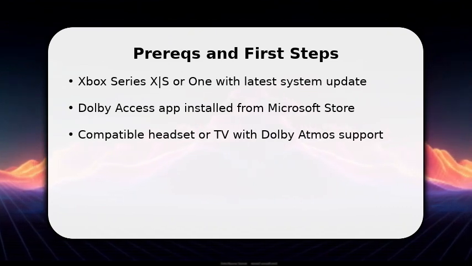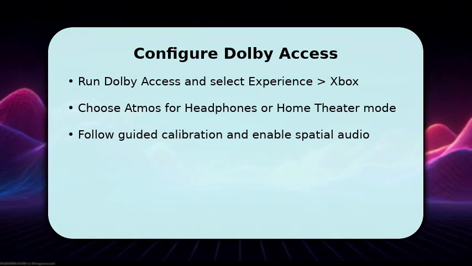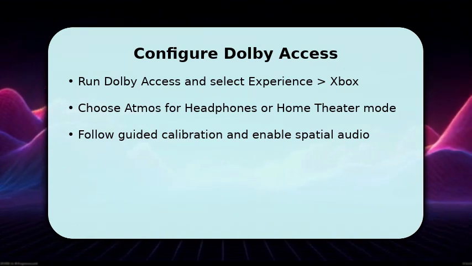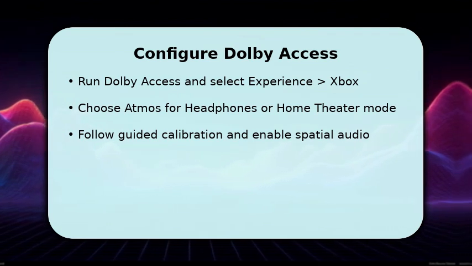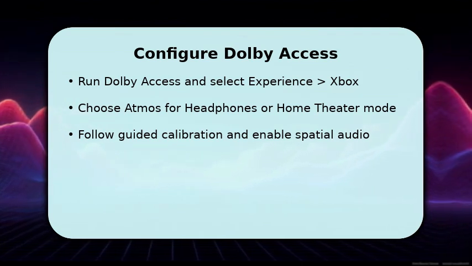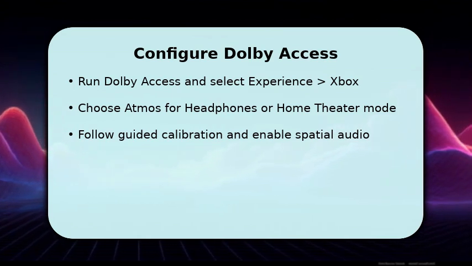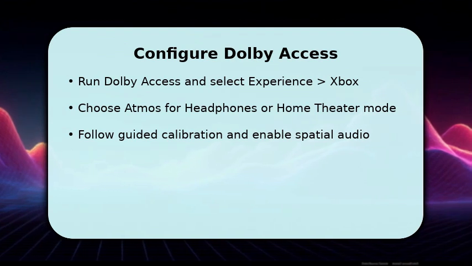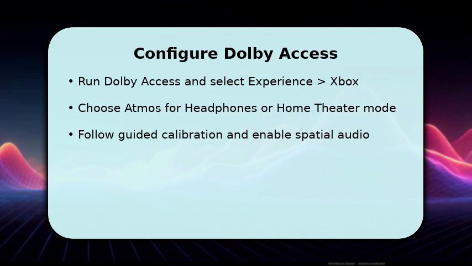You now configure the experience inside Dolby Access. Open the app, navigate to Experience, then select the Xbox section to pick Atmos for headphones or home theater depending on your output. Once selected, follow the guided calibration, which sets levels and virtual speakers. This matters because calibration optimizes object-based audio for your setup.